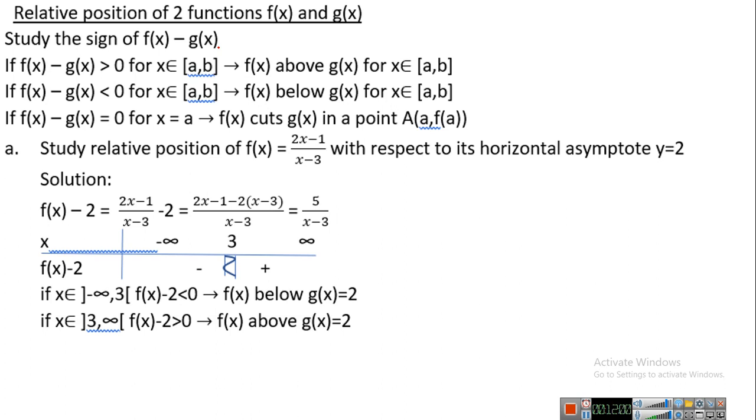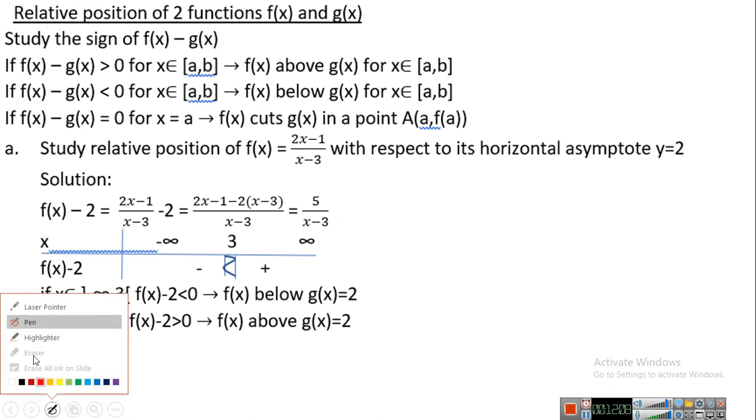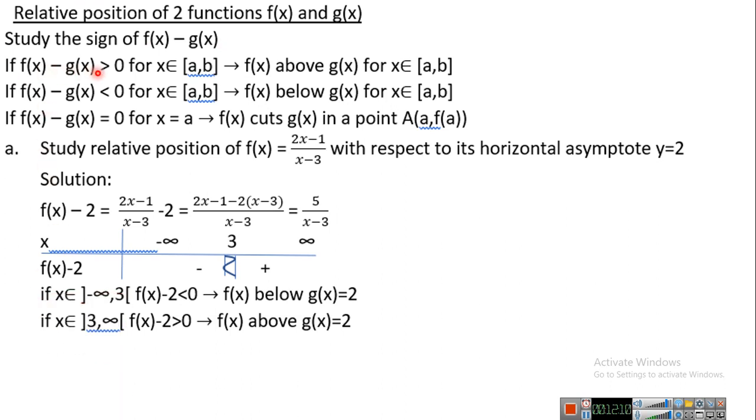So anytime you have a question about relative position, you need to do the table of sign of f(x) minus g(x). If f(x) minus g(x) is bigger than 0 on this interval, it means f(x) is bigger than g(x). It means f(x) is above g(x). If it's less than 0, it means f(x) is below. If it's equal to 0, they cut.